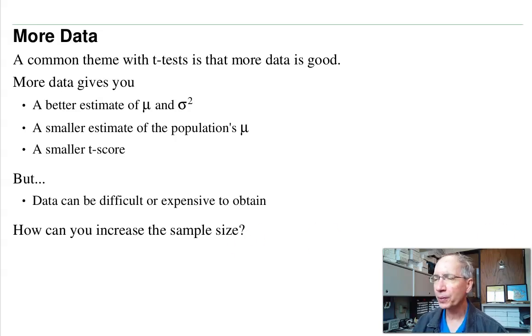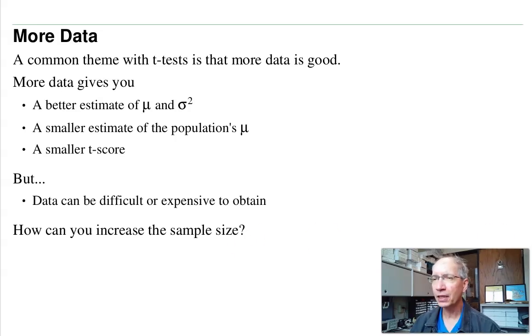Now, one problem with data is it's oftentimes hard to come by. Oftentimes I want more data, but the data just isn't there. If I could get more data, I could give you a better estimate of the population's mean and variance. I would get a smaller estimate for the population's mean, a smaller t-score. All that's good. But again, oftentimes data is hard to get.